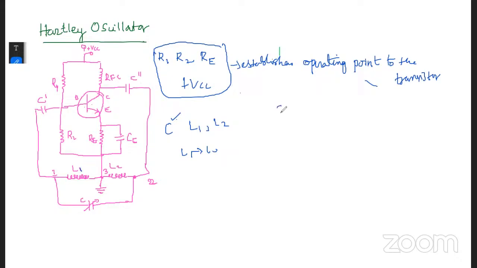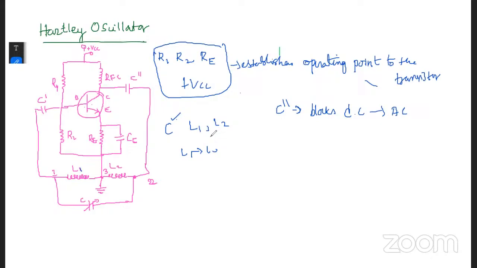So this coupling capacitor C', whichever we have, blocks the DC signal and allows the AC signal to the tank circuit, or frequency forming circuit. Okay, C' blocks the DC and provides an AC path from the collector to the tank circuit.